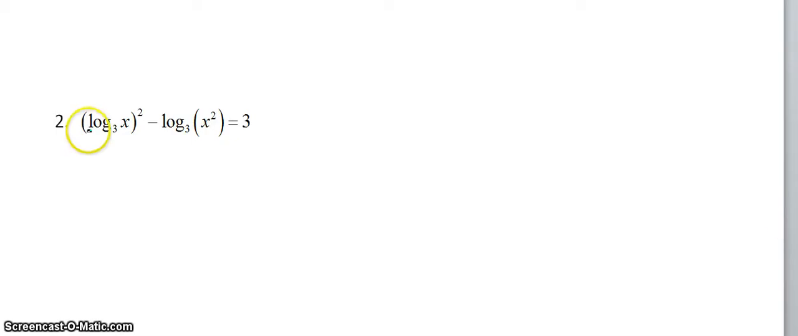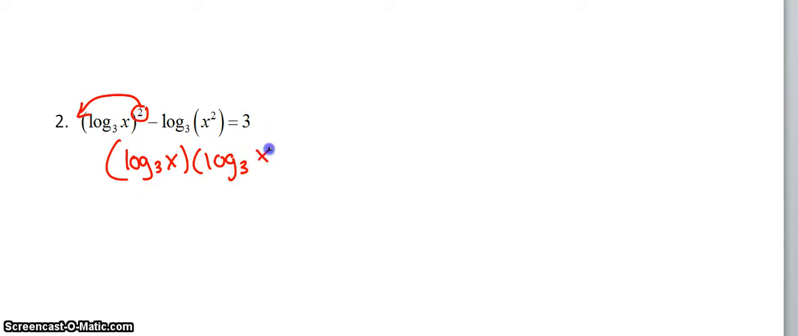problem. This is a challenge because you have a log squared, and you cannot, I'm going to emphasize it, cannot bring this 2 out to the front, because this 2 is not the exponent on the argument. The whole log is being raised to the second power. So this is like log base 3 of x times log base 3 of x. You could expand that if you wanted to, but you cannot bring that 2 out. Okay, so please write that down, make a big star, or do what you need to do.